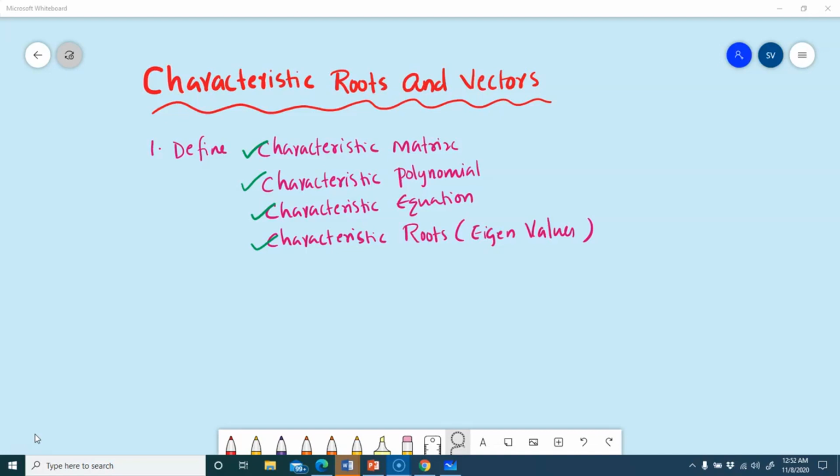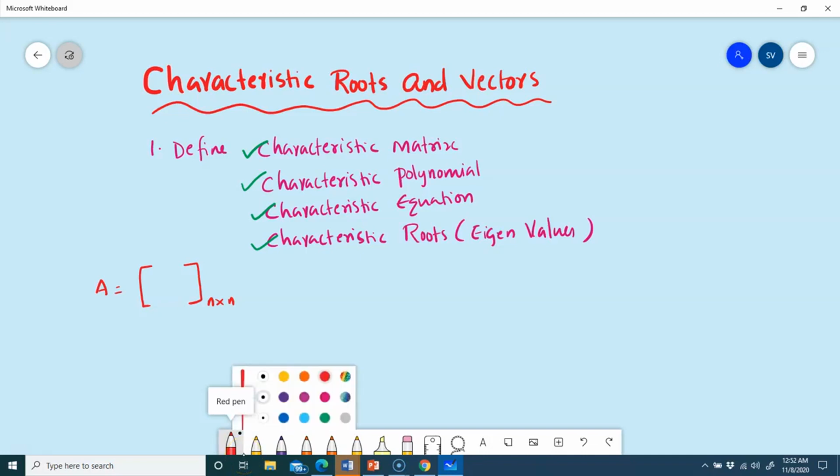What is a characteristic matrix? Suppose we have a square matrix A of order n by n, and we are considering an indeterminate lambda. Then the matrix A minus lambda I, where A is the parent matrix, lambda is the indeterminate, and I is the identity matrix of order n by n, because the parent matrix has order n by n, is known as the characteristic matrix of the given parent matrix A.